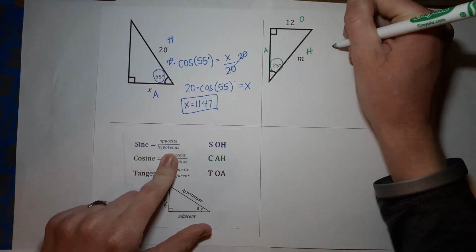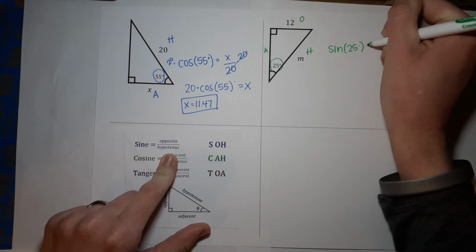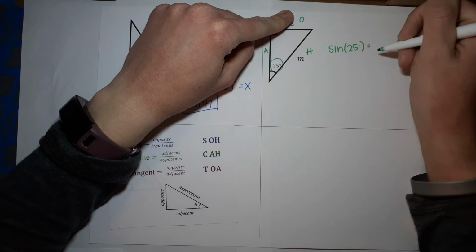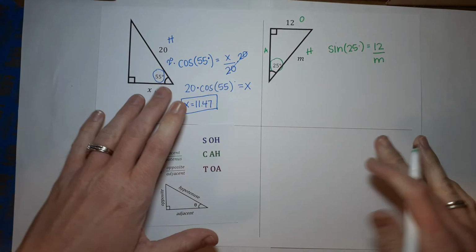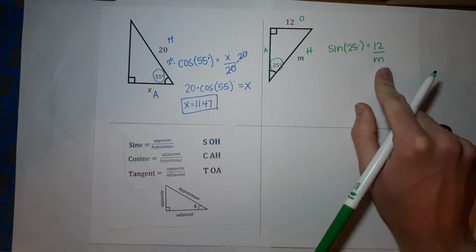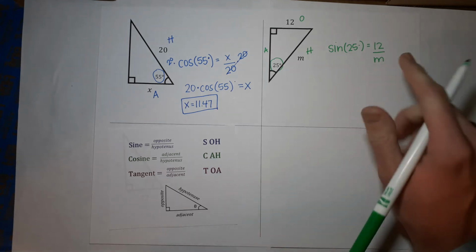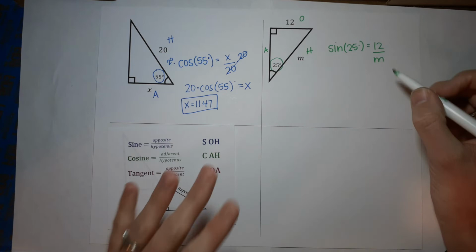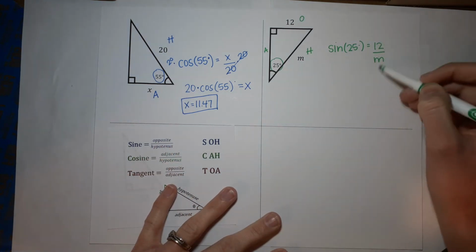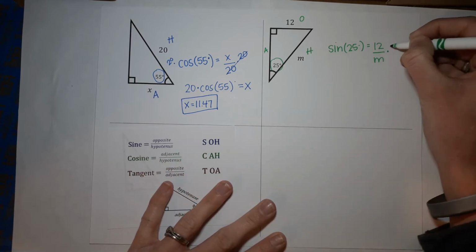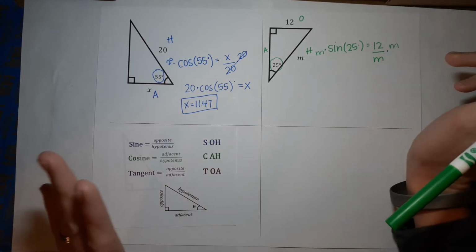So I know that the sine of 25 degrees is opposite over hypotenuse. So 12 over m. So we set it up just like this one, but you'll notice this time the variable is in the denominator. So it's going to be a little bit different, but you're really doing the same thing. You're trying to get m alone. So 12 is being divided by m. So I'm going to multiply both sides by m. Remember, as long as I multiply both sides, it's okay.